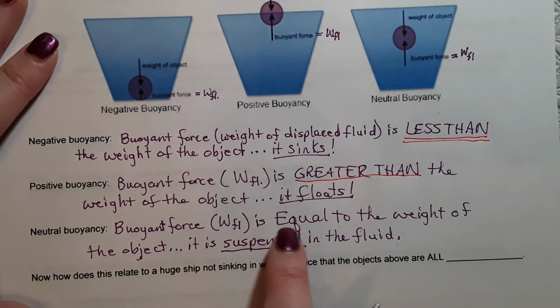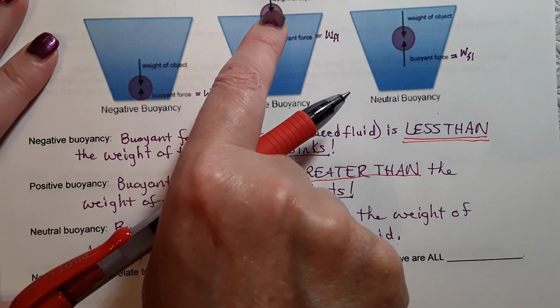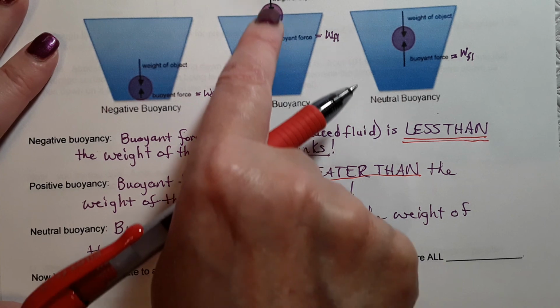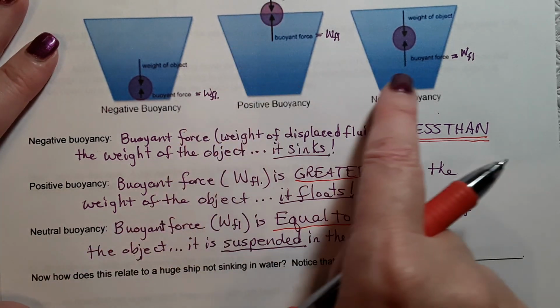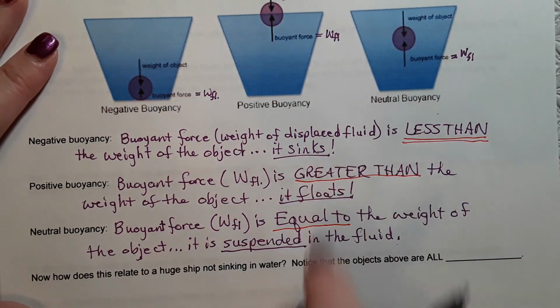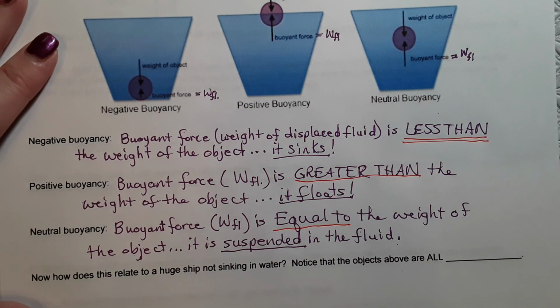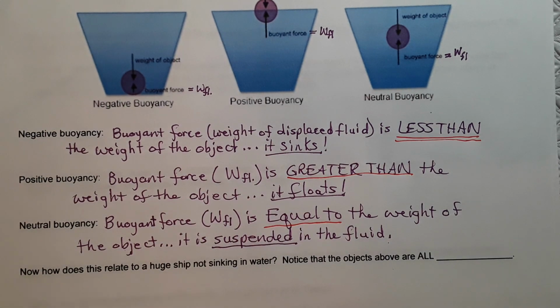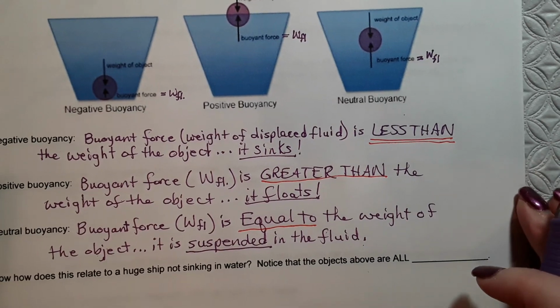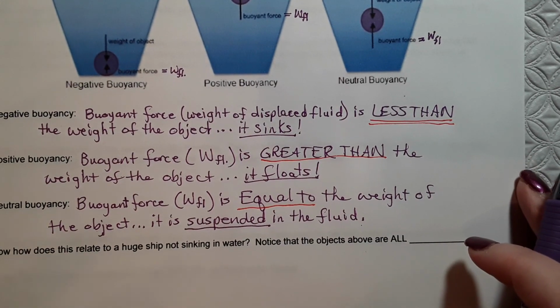So the buoyant force, when it's equal to the weight of the object, then the object will be suspended in the fluid. It won't be floating above the surface because that force is not big enough to push it up, but it will keep it from sinking to the bottom. It will balance it. So it won't go up or down. It'll stay right there.